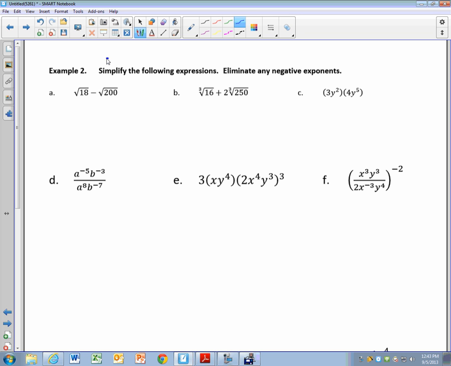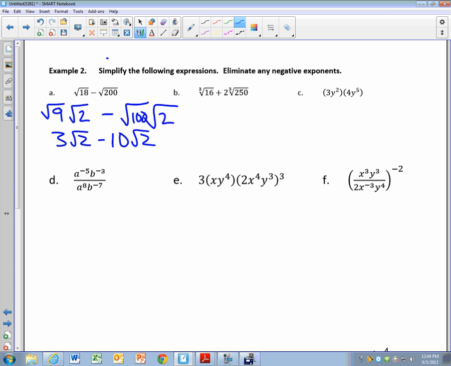Square root of 18 minus square root of 200. Can I just subtract 18 and 200? No, what must I do first? Must break them down, because in order to subtract square roots or add them, I must have the same radicands. Radicands are the numbers underneath the square root. In this case, we don't have that. So I can take the square root of 18, reduce that to the square root of 9 and 2. How about 200? 100 and 2. So this becomes 3 roots of 2 minus 10 roots of 2.